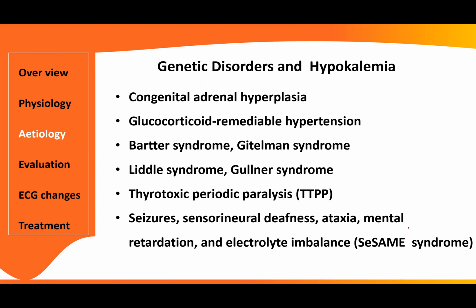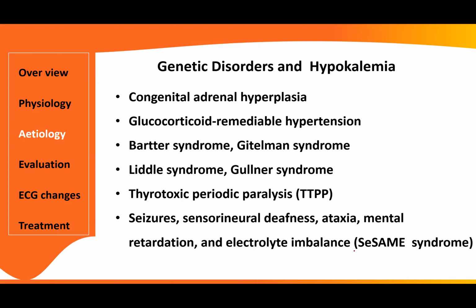Congenital adrenal hyperplasia, we saw how it works in the previous slide. Glucocorticoid remediable hypertension, Bartter syndrome, Gitelman syndrome, Liddle syndrome, Gallner syndrome, thyrotoxic periodic paralysis. They have periodic paralysis, just like hypokalemic periodic paralysis, but the primary reason there is hyperthyroidism. That's why we need to do adrenal function and thyroid function also in these cases.